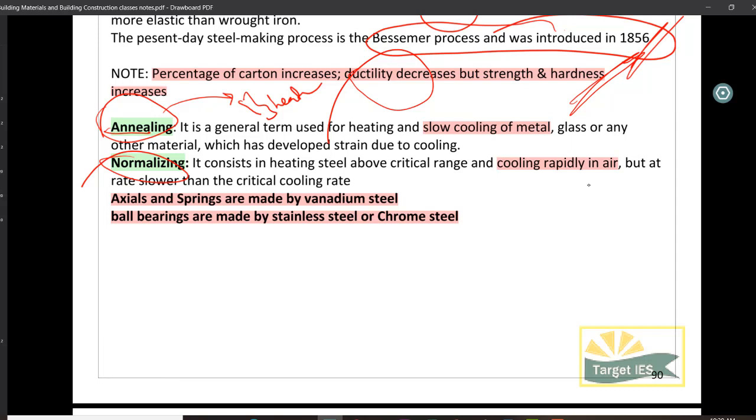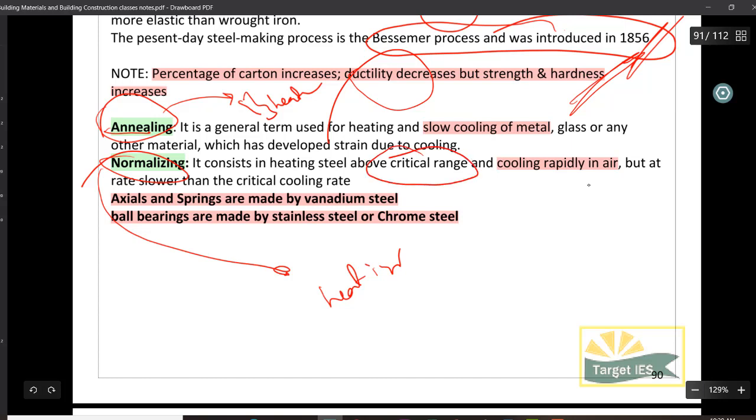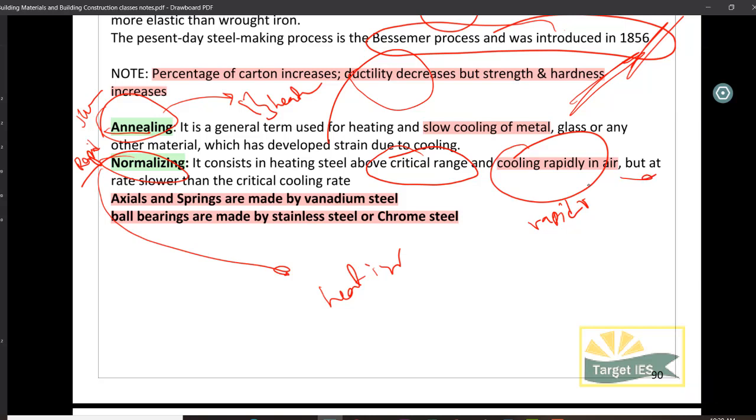Okay. But in normalizing, what is happening? You are heating it rapidly, to a very high temperature, above the critical range, and then we are cooling it rapidly. That is the only difference. In annealing it is slow cooling, and in normalizing it is rapid cooling. But we are not cooling at the same rate at which we are heating it. I hope it is very clear, right? So we are heating it very rapidly above its critical range, but we are cooling it to almost room temperature very rapidly. That process I will call normalizing.